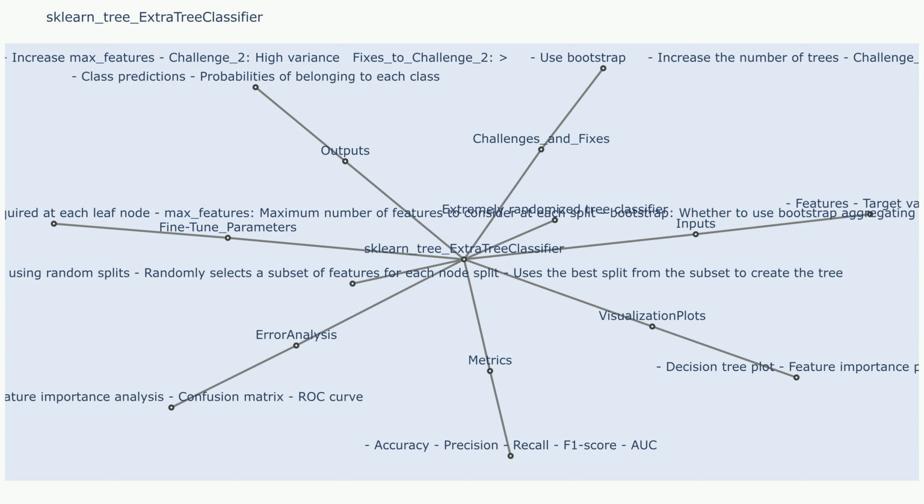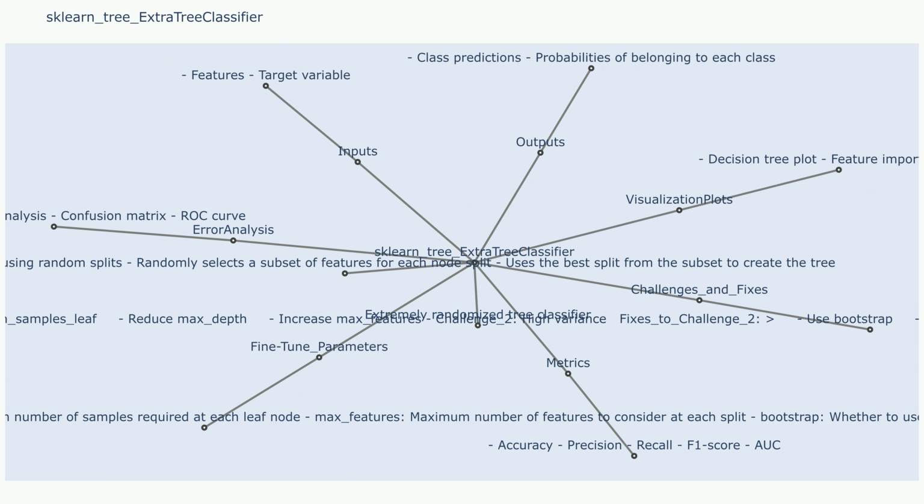Min samples split. The minimum number of samples required to split an internal node. This parameter helps control the size and complexity of the trees. Min samples leaf. The minimum number of samples required to be at a leaf node. Similar to min samples split, it regulates the size of the trees.